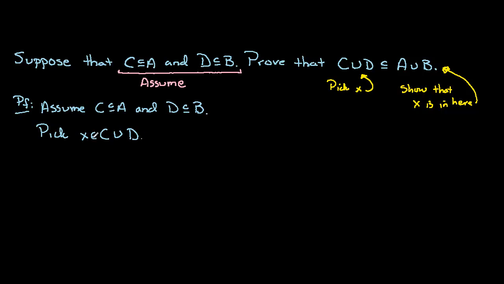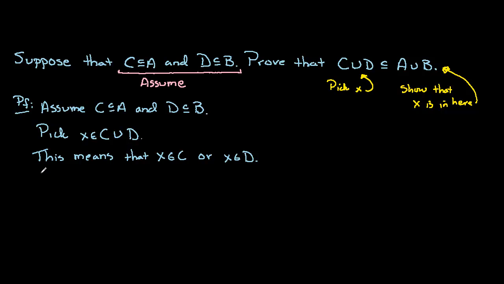Well, if X is an element of C union D, this means that X is an element of C or X is an element of D. This is great news, because if X is an element of C, we know something about set C. Similarly, if X is in D, we have some information about that set as well.